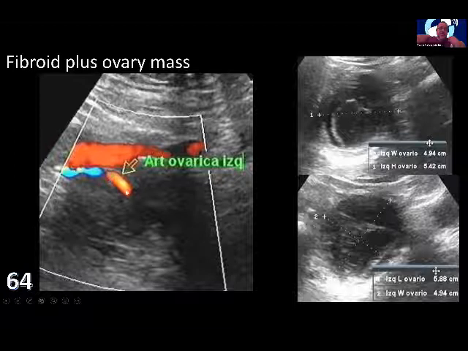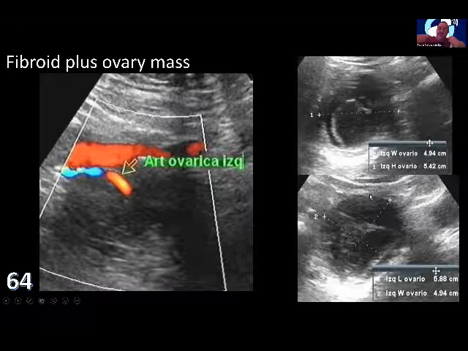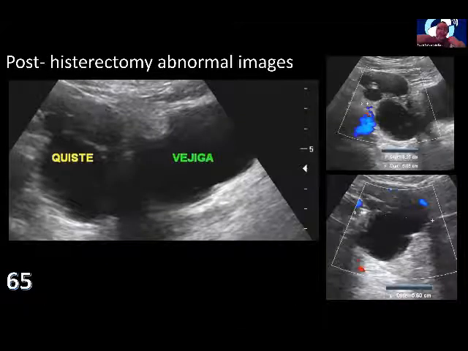This is the left ovarian artery going to the mass, which means the mass belongs to the ovary. A complex left ovary in a patient that also has fibroids.